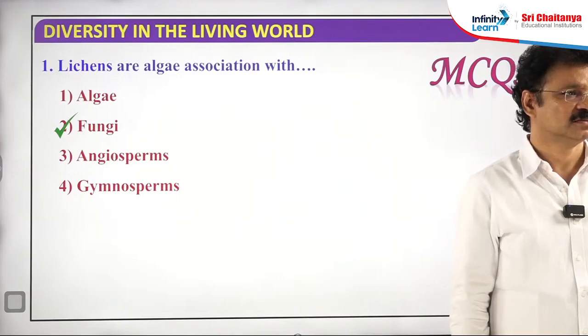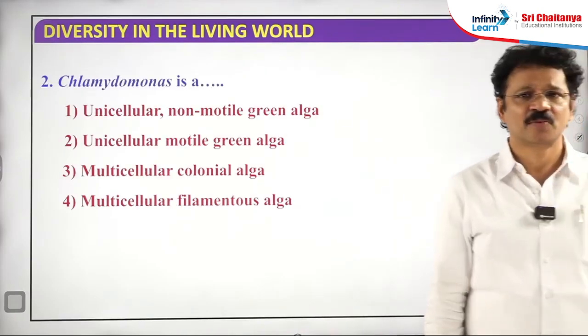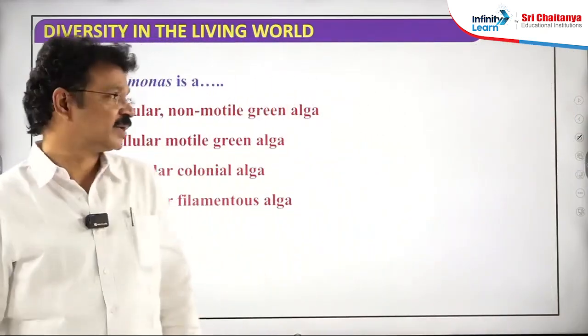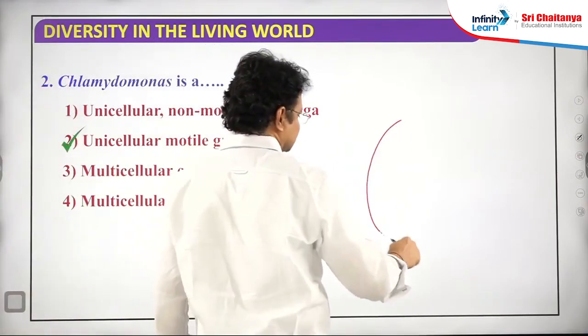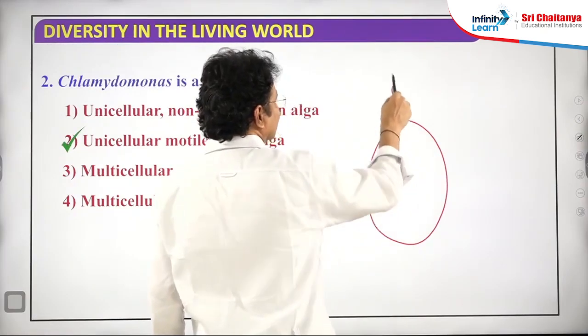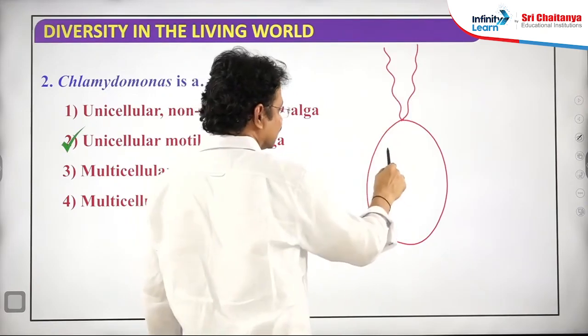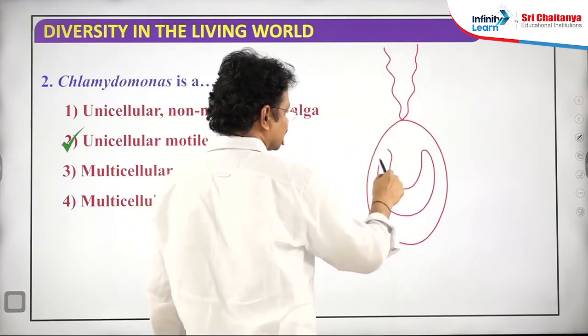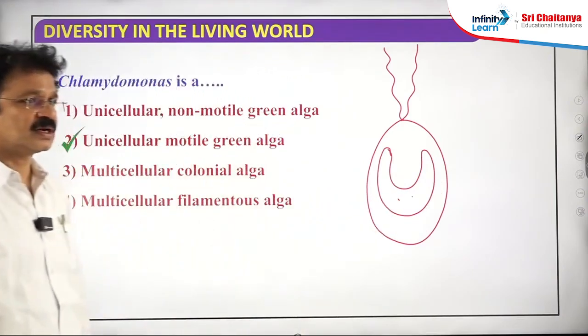Good. Next, one more question. Chlamydomonas is a... Chlamydomonas is one example of the green algae. Green algae may be unicellular non-motile, unicellular motile, multicellular colonial, or multicellular filamentous. Unicellular and motile: this is the Chlamydomonas structure. A single organism, it has 2 flagella, both equal in length and terminal in position. The entire structure is one cell. Inside it is one cup-shaped chloroplast. A single cup-shaped chloroplast is found in Chlamydomonas.